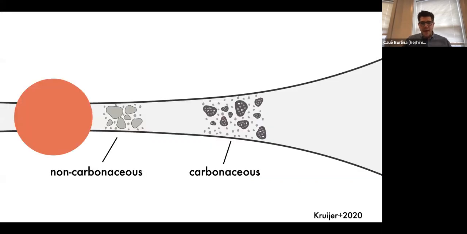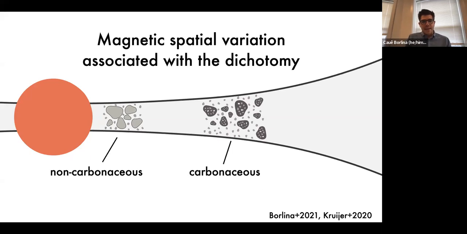To step back and put this in the context of those two reservoirs, summarizing our results from the chondrules: the magnetic spatial variation that we're observing between the non-carbonaceous and the carbonaceous reservoir can be associated with the presence of Jupiter that kept those two reservoirs apart, but can also be associated with a magnetized disk wind that is removing mass and creating this mismatch in accretion rate that we observe in our magnetic data.